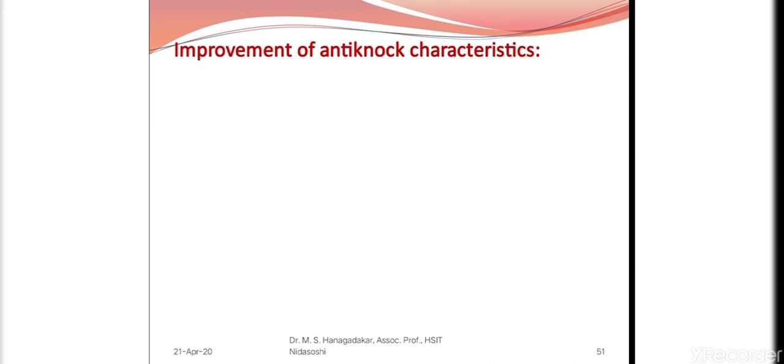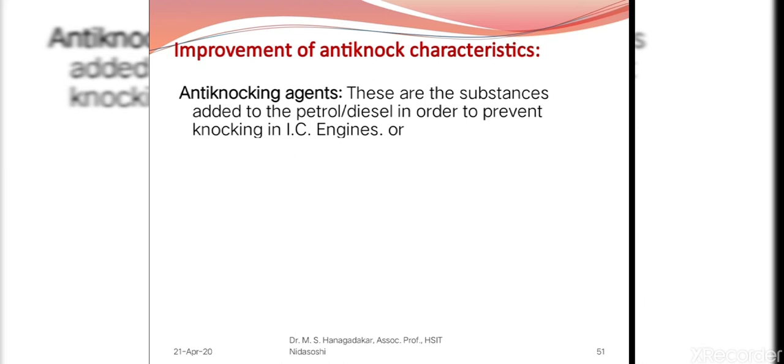So then how to improve the anti-knocking character of the fuel? Anti-knocking character of the fuel can be improved by using anti-knocking agents. If the petrol or diesel have more knocking character, then how to improve the quality of the petrol and diesel oil? We need to use some chemical agents. They reduce the knocking character. They are termed as anti-knocking agents. So let us define anti-knocking agents precisely. These are the substances which are added to the petrol or diesel in order to prevent knocking in IC engine.